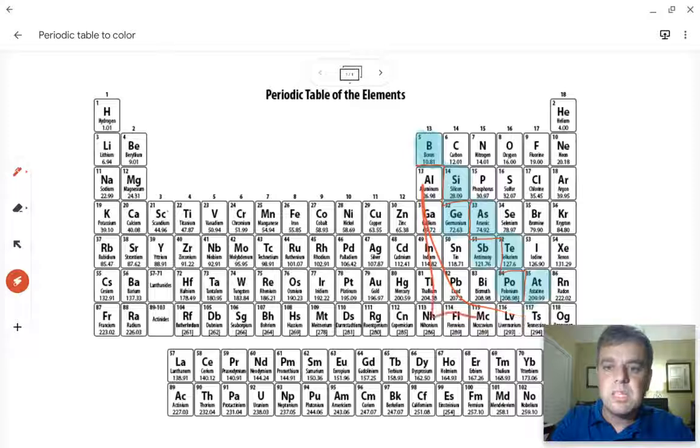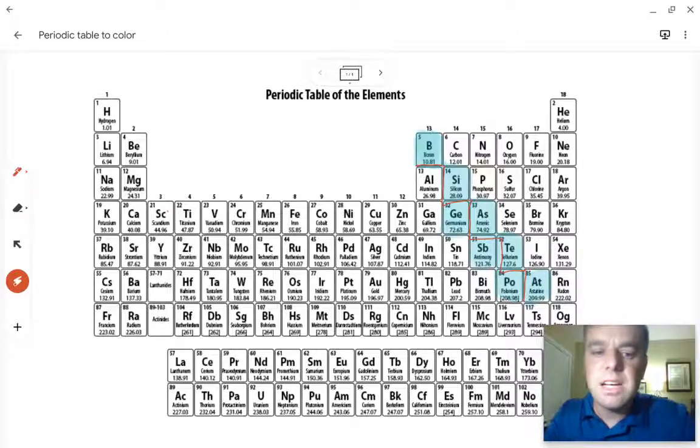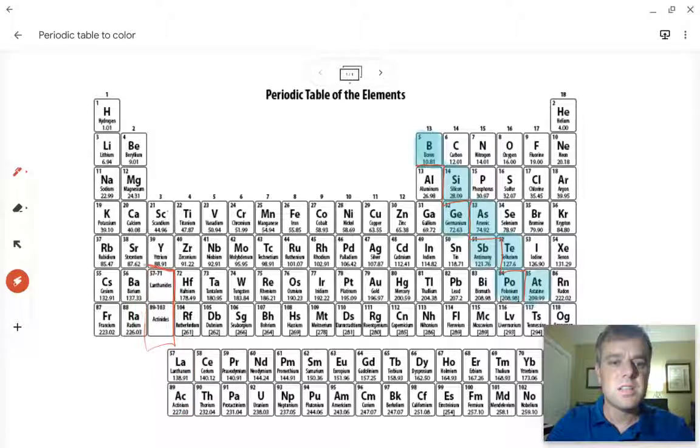And then there's one very interesting one, which is astatine, which is both a metalloid and a halogen because it is in group 17. So just be aware of that. Also, I'm aware that lanthanum and actinium on your periodic table appear up here as opposed to down here. The other element that really shouldn't have been colored is hydrogen because it's not really part of any group.